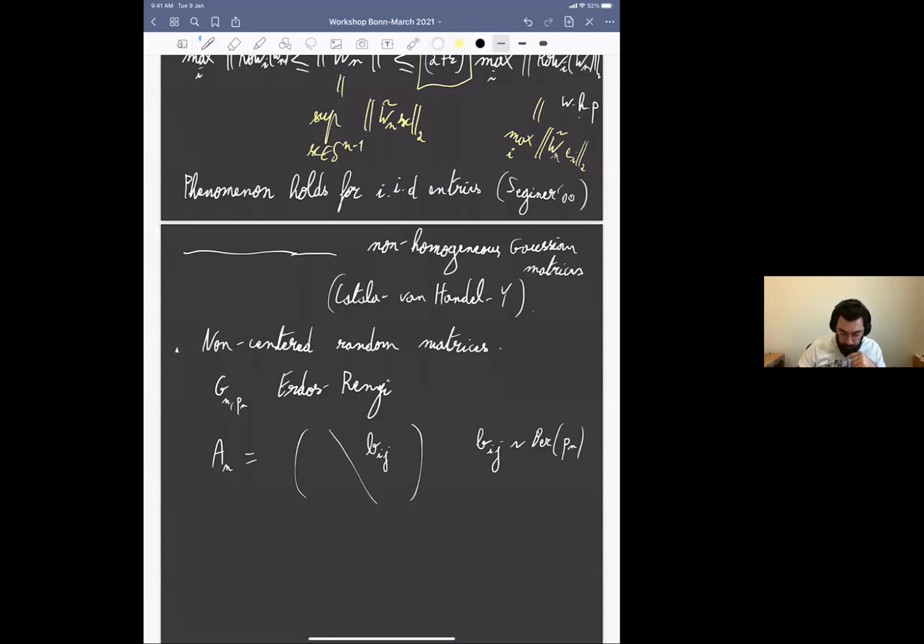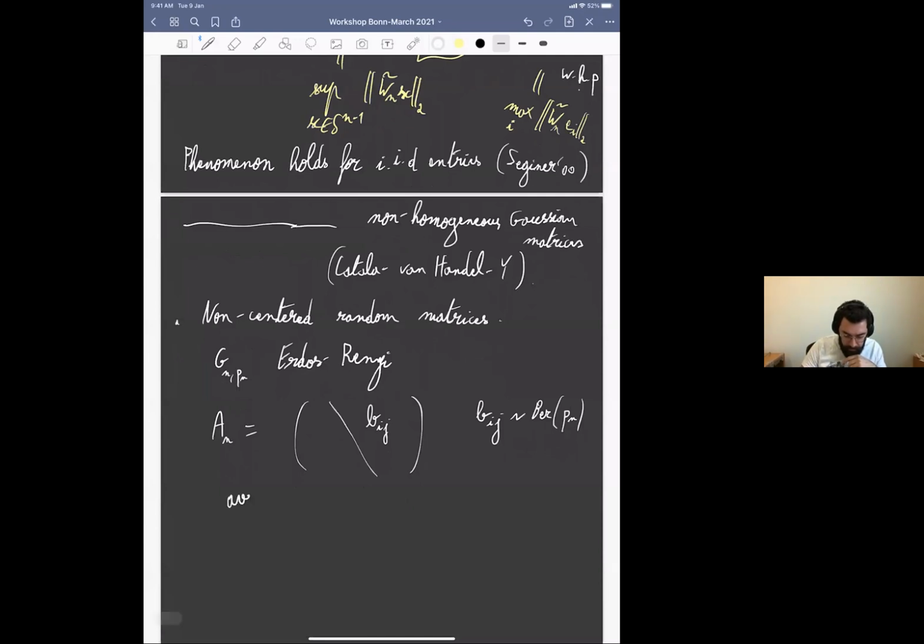And just notice that the average degree in the graph is equal to n p_n. Each vertex has on average n p_n neighbors. And you ask the same sort of questions, because spectral properties of this adjacency matrix imply some expansion properties of the Erdos-Renyi graph. And it turns out that as long as n p_n goes to infinity, if you look at the adjacency matrix properly normalized, it converges again to the semicircle law.